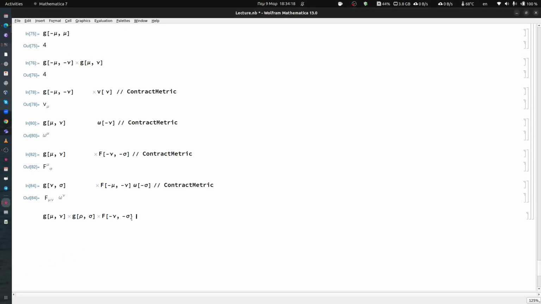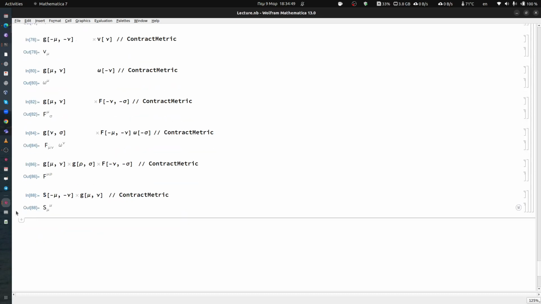Now this gives us this, and the metric contraction gives us the two indices raised. Same with the tensor S. Contract the two indices here to obtain the trace.